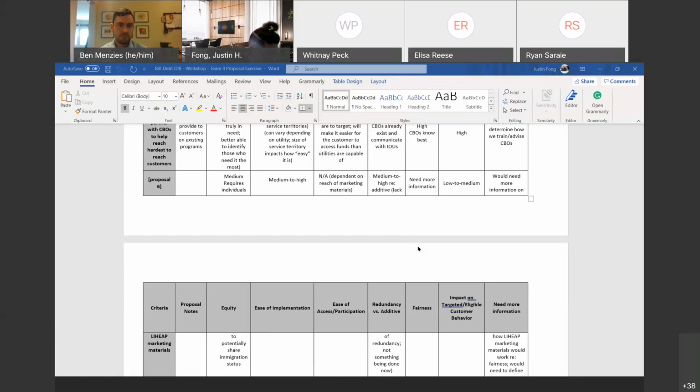We see a medium to high potential in meeting the criteria of being easy to implement, but we would need some more information on the fairness of a program like this and some more information in general on how the LIHEAP marketing materials would work and what kind of customers we're trying to reach out to with these materials, specifically customers in arrears or customers who are struggling to pay their bills, what types of arrears, and so on.